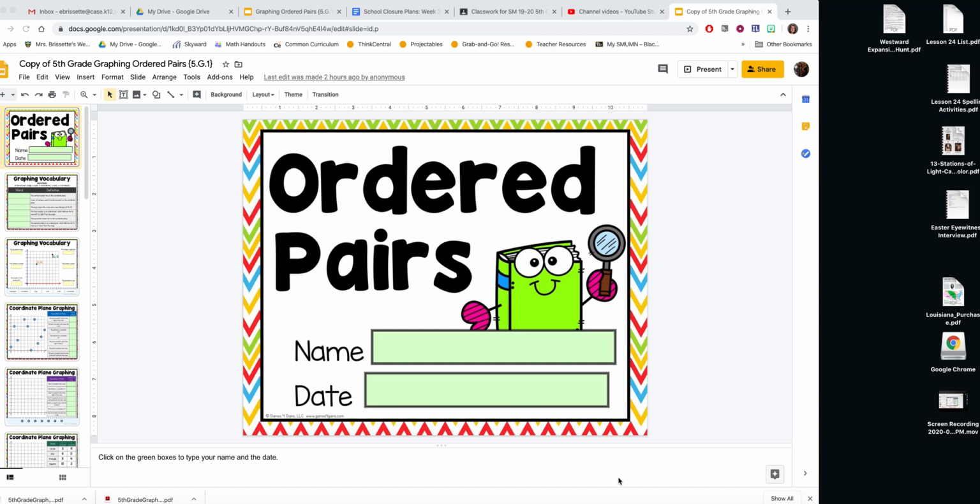Today we're going to be going over our math lesson. We're starting coordinate planes and you have 5 slides to complete today. Obviously this first slide's pretty simple. You're going to type in your name and date by double clicking in these boxes.